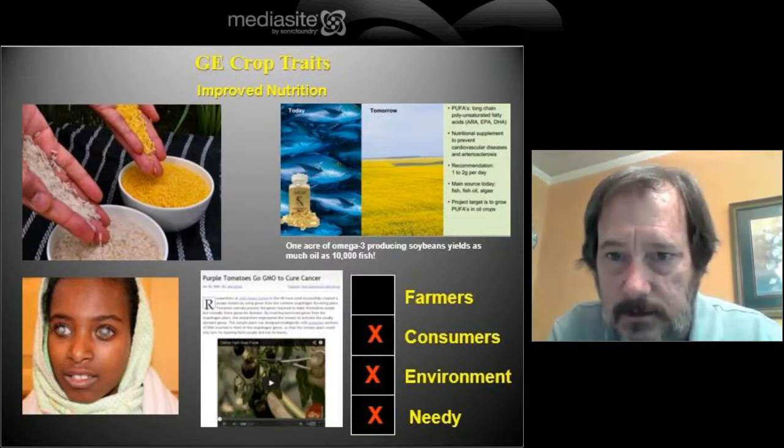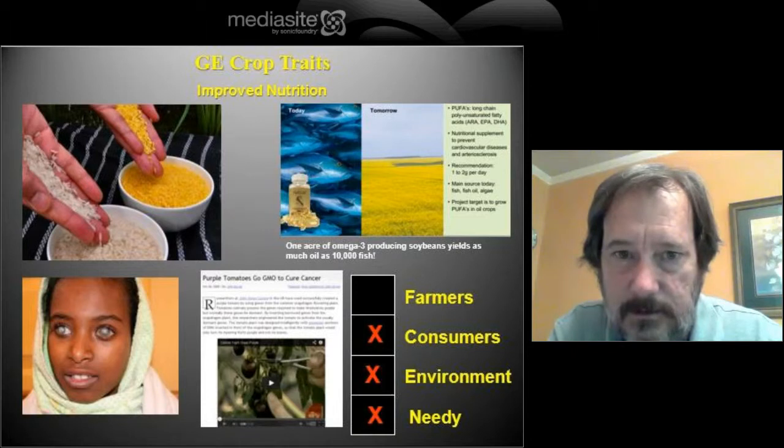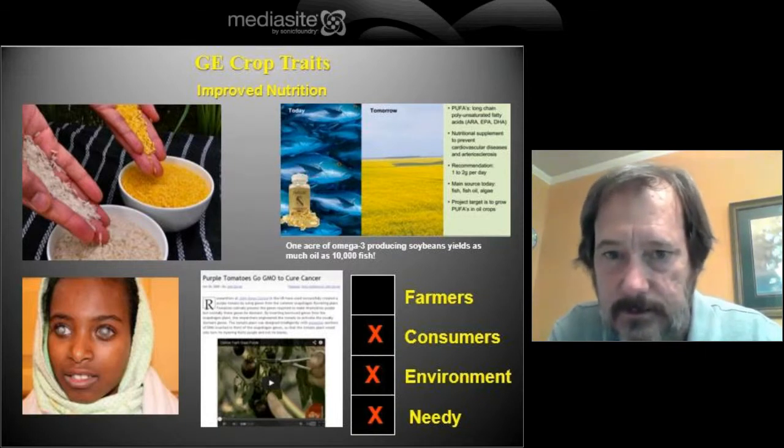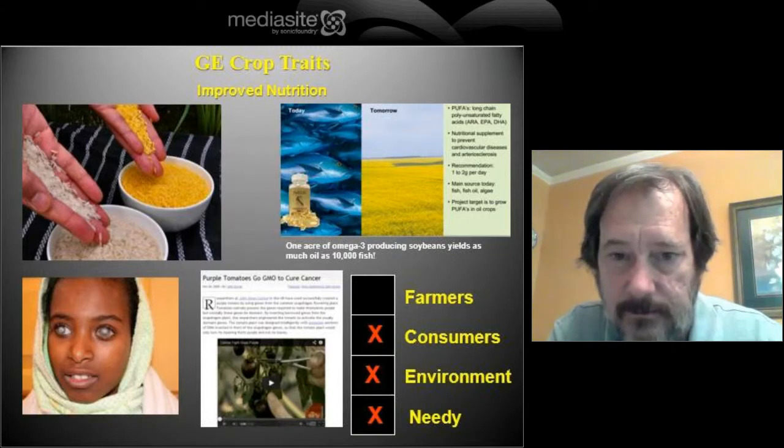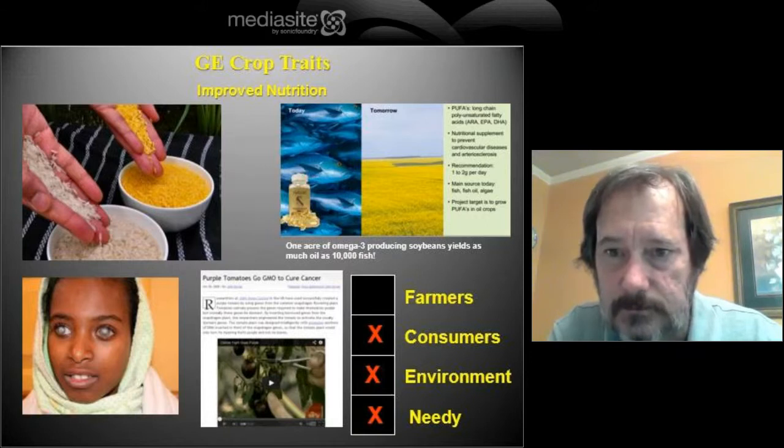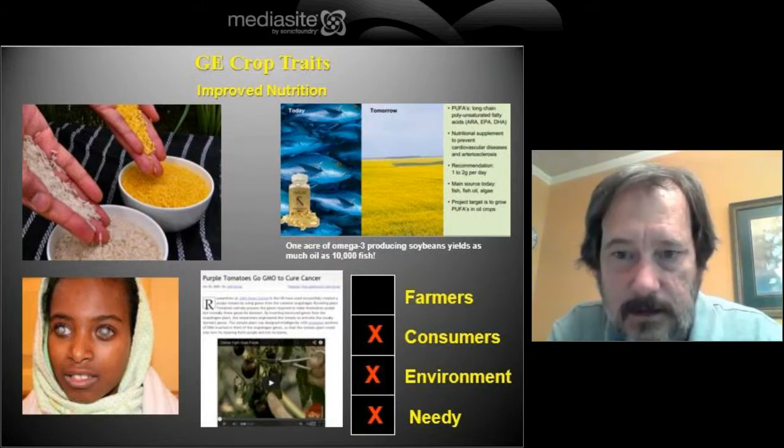So the golden rice is close to being available. There's still a lot of non-governmental organizations that are fighting its acceptance in developing countries, but it's close to being available if it gets through the regulatory system. The soybeans are available now, and they also have the high omega-3 canola.